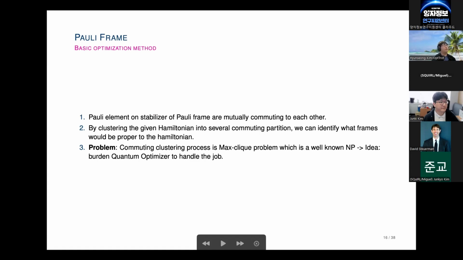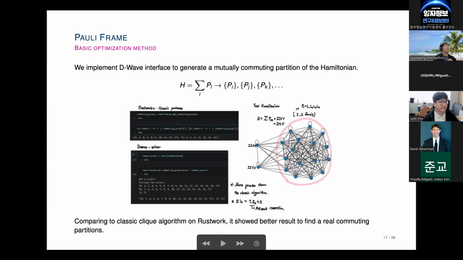So in the library, we chose to use a quantum optimizer to handle the job. We implemented a very popular annealing system interface to the library. When the Hamiltonian is given, if you have the D-Wave API key, then you can simply type one line. You can cluster the Hamiltonian terms into commuting partitions.